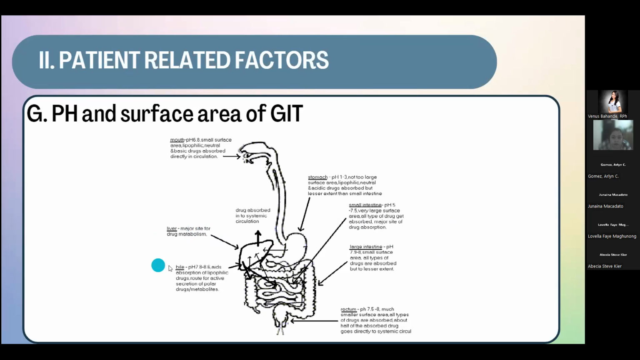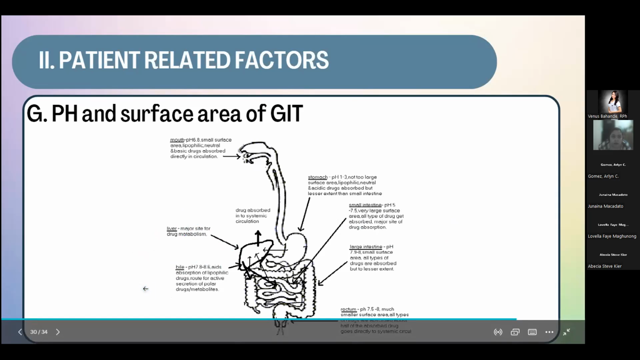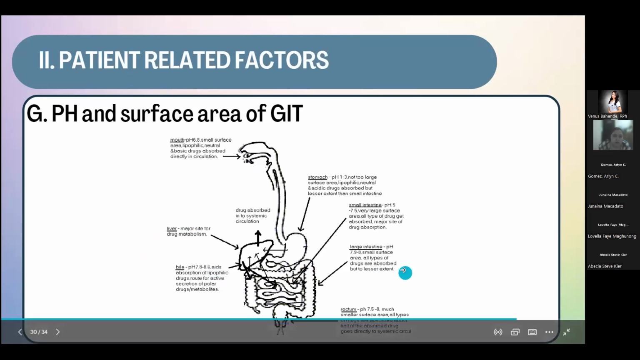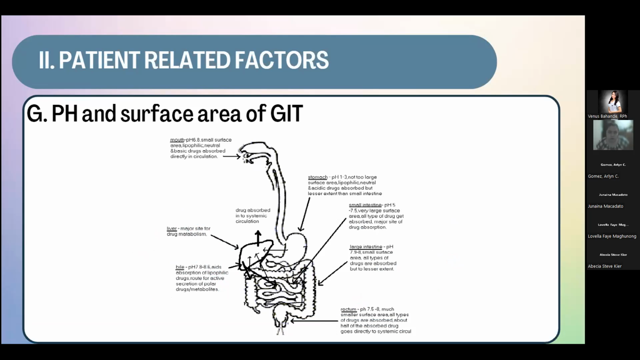Then we have the liver. This is the major site of drug metabolism. And then the bile that aids in absorption of lipophilic drugs, routes for active secretion of polar drugs and metabolites. And we also have the rectum, much smaller surface area. All types of drugs are absorbed. About half of the absorbed drug goes directly to systemic circulation.